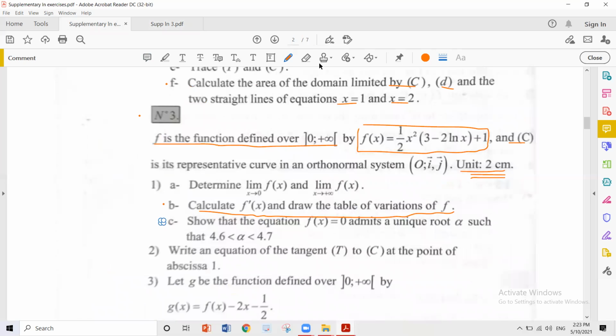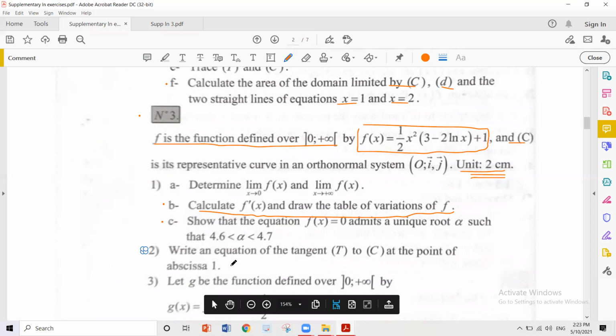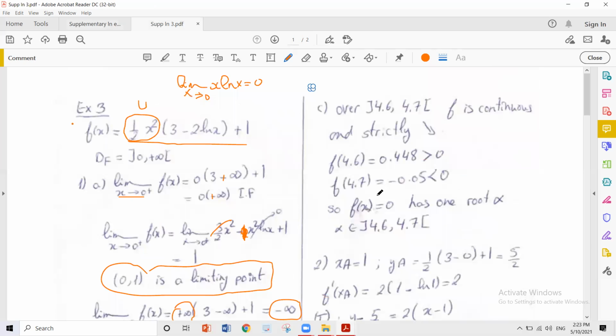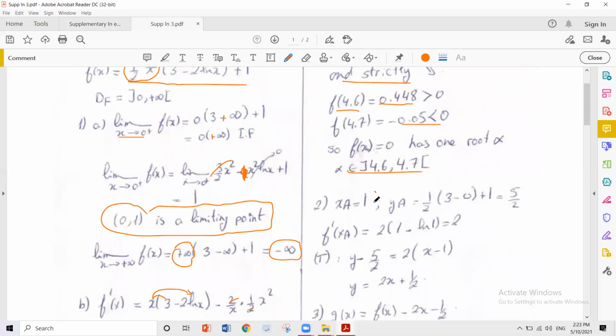Part 2. Write the equation of the tangent to C at the point of abscissa 1. Simple هذا البارت. Write the equation of the tangent T to C at the point of abscissa 1. The equation of the tangent is for xA equal 1, yA equals half into 3 minus 0 plus 1 equal 5 over 2.